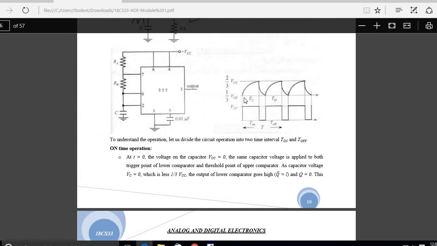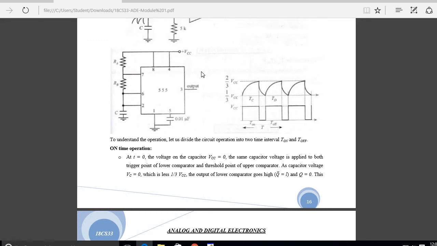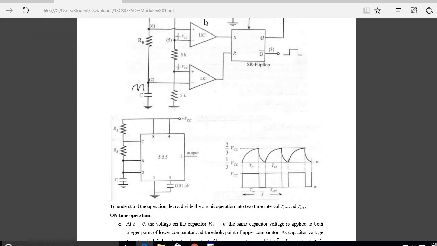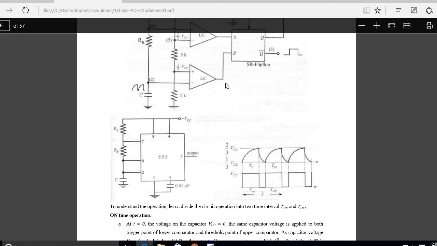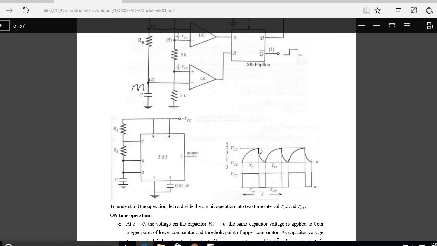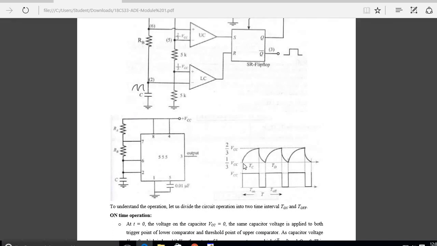Initially in T on condition, I am applying VC to the lower comparator and higher comparator. The lower comparator output is high, Q is 0, so the transistor, internally connected, is in low condition. In that condition the capacitor starts charging from 1/3 VCC to 2/3 VCC. So it is in T on condition.